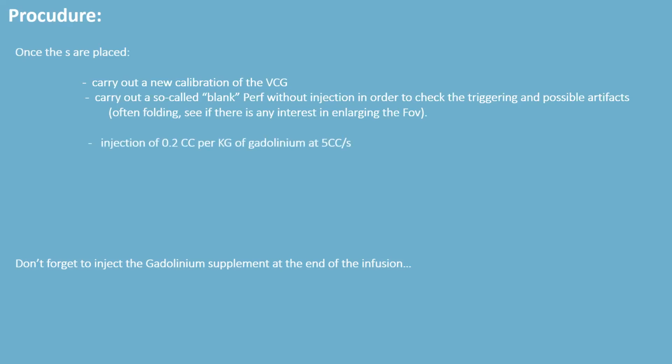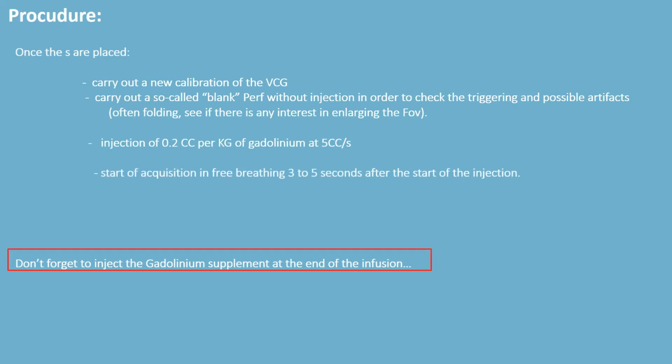The injection of the gadolinium is around 0.2 cc per kilogram at 5 cc per second. The acquisition starts in free breathing between 3 to 5 seconds after the start of the injection. Don't forget to inject the saline supplement at the end of the infusion. During so-called stress MRI, carry out the new calibration of the VCG and the blank perfusion.